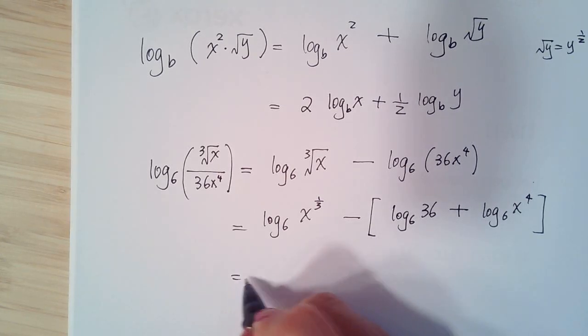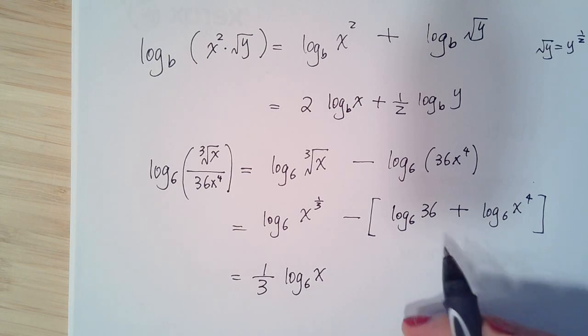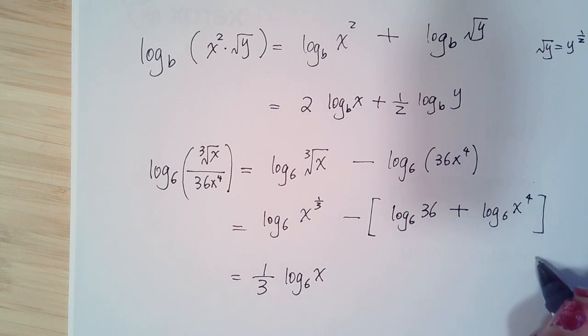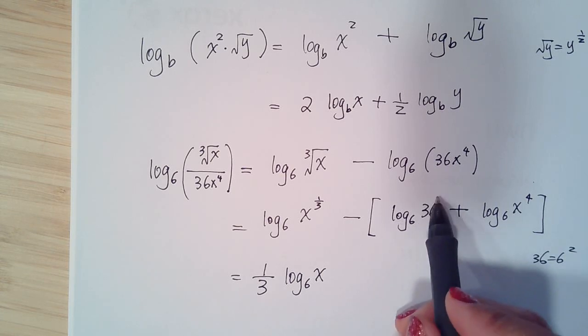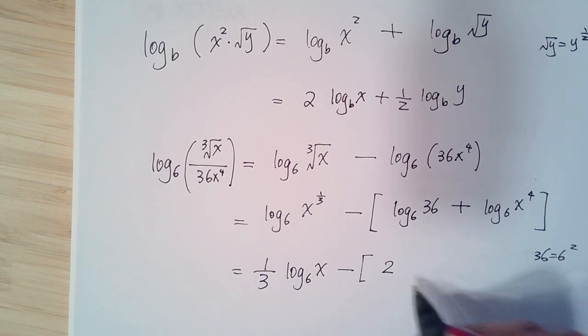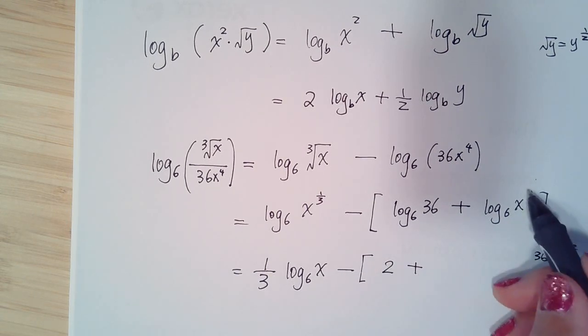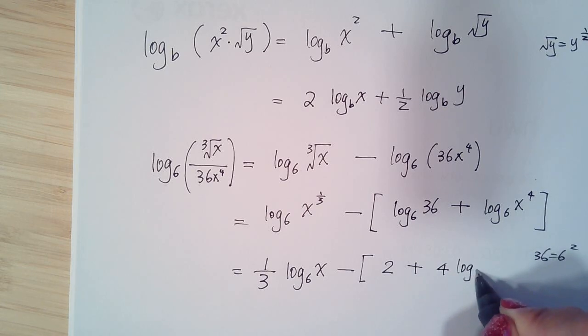So this one, I bring this 1/3 to front. So that would be log base 6 of x. And 36 is 6 squared, right? So here's a 6 squared. Log 6 of 6 squared, which is 2. Plus, and then this guy, I'm going to bring the 4 in front, so I have 4 log 6 of x.